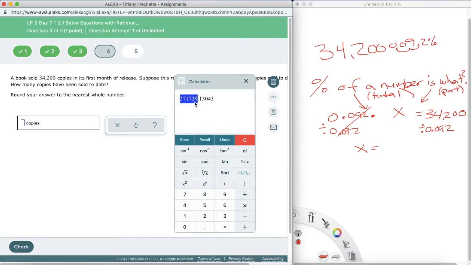We want to make sure we look at this 1. Since it's 4 or less, we're only going to type in this number here. So we have 371739. So we need to make sure we put our commas in here. So it's 371,739 copies have been sold.